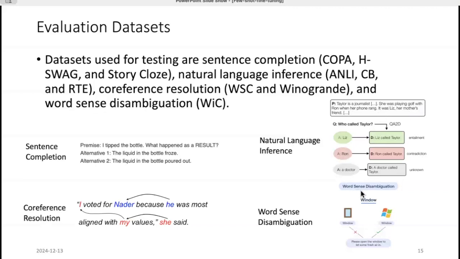And also word sense disambiguation. For example, the window may refer to the physical window, or it can also refer to the operating system Windows. Based on the context given, what does Windows refer to? So this kind of task tests whether the LM is able to understand the context and make the right choice.